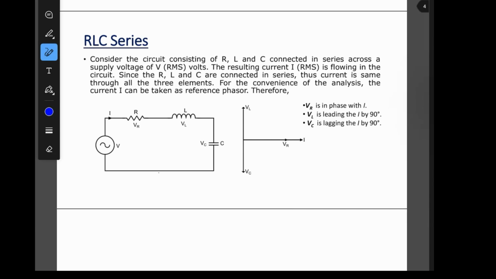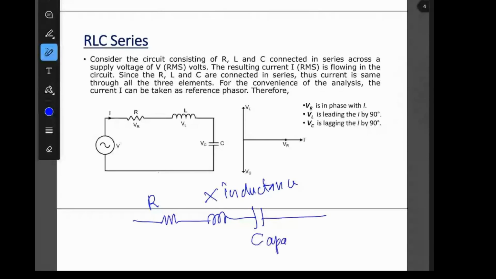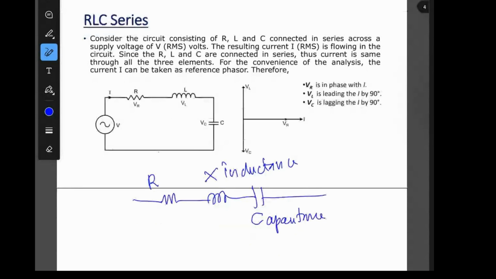Okay, I believe you already learned about impedance. So we have resistor, inductor, and also capacitor. For resistor, we call resistance. For inductor, we call inductance. For capacitor, we call capacitance. The formula for inductive reactance is XL equal to j omega L, where omega is equal to 2 pi f, so j 2 pi f L. This is the formula for inductance.